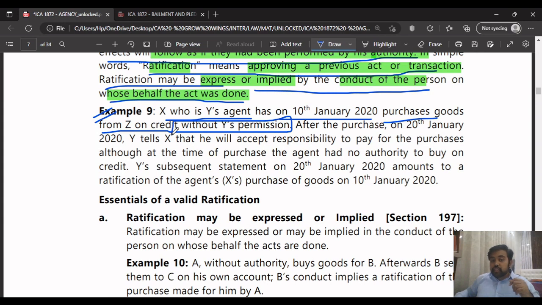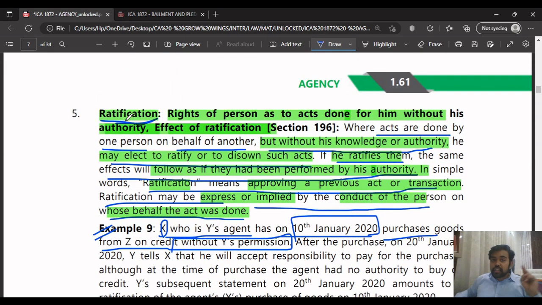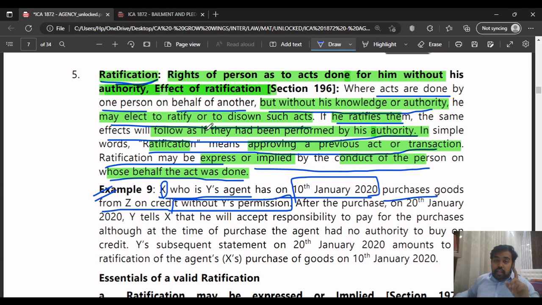Here, X, who is an agent of Y, on 10th January 2020 was an agent only. See, one difference between ratification and estoppel is that in estoppel, at that time he was not an agent; the person who was acting was a third person. Here, ratification means he is the agent only, but he is acting beyond his authority. If he is acting beyond his authority, then it is up to the principal whether he wants to ratify it or deny it. That is the difference between ratification and estoppel.